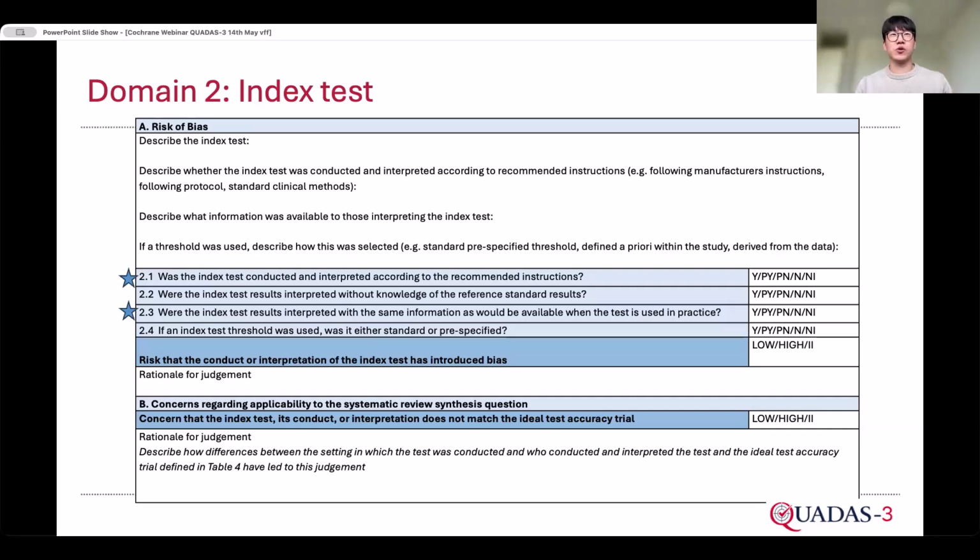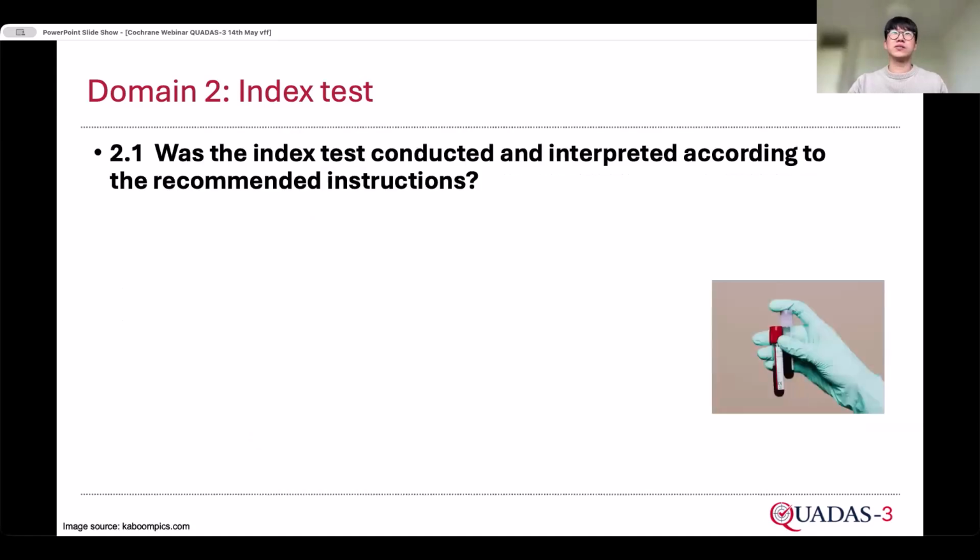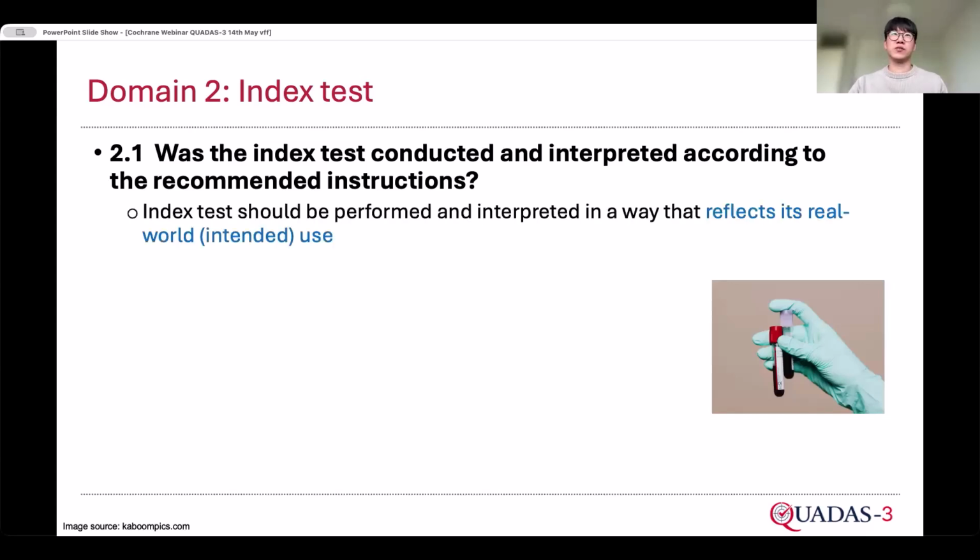In the previous version of QUADAS-2, this was merely, was the threshold pre-specified? Now we added the word standard. So let me go through the 2 new signaling questions. So this is whether it was interpreted and conducted according to the recommended instructions. The signaling question actually quite speaks for itself. And this is because we find it important that the index test is performed and interpreted in a way that it reflects its real world or intended use.